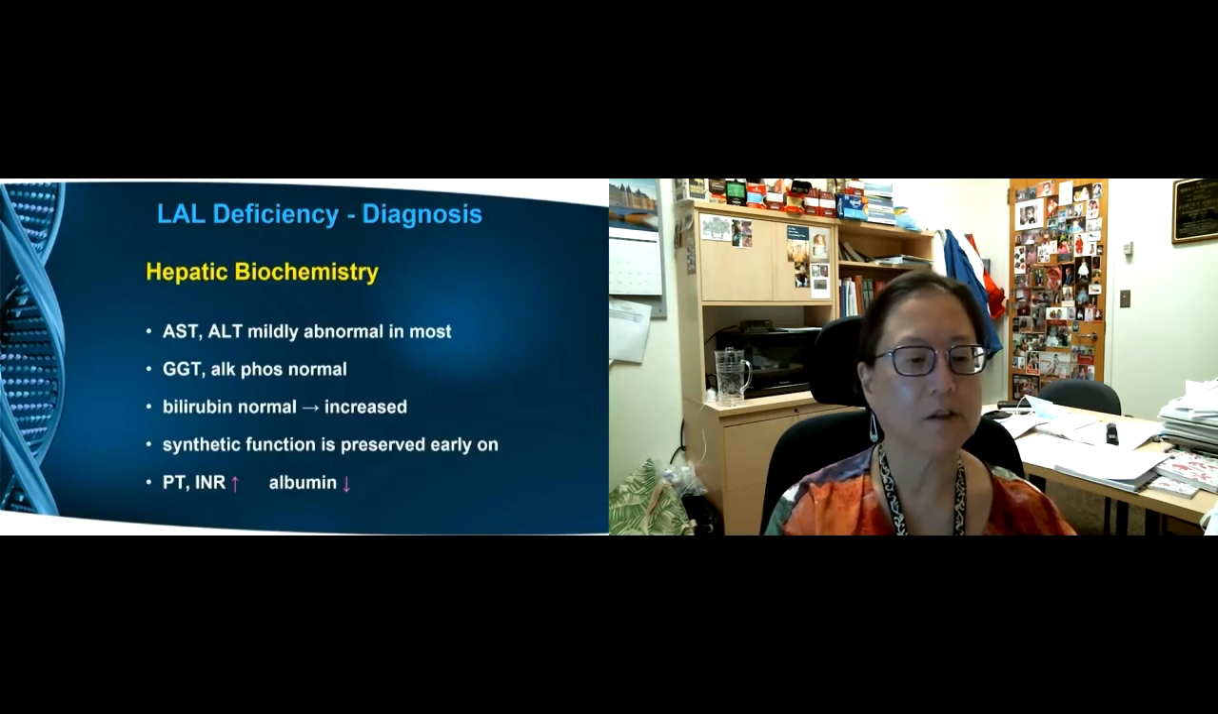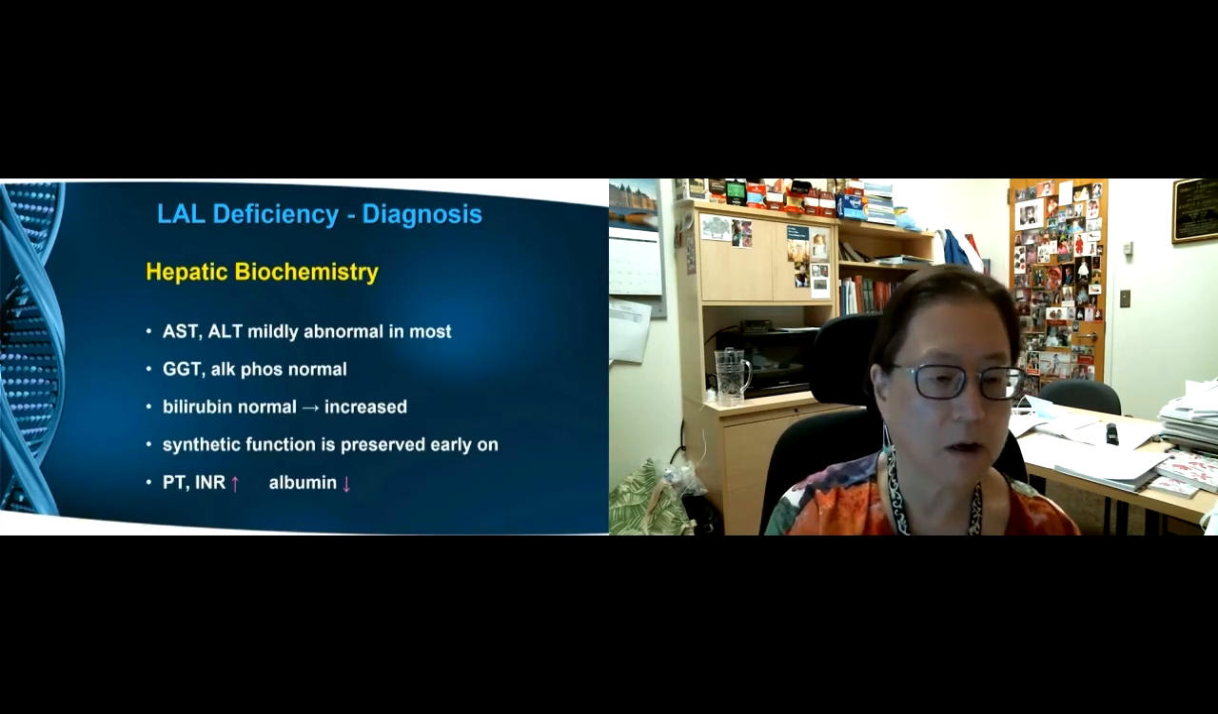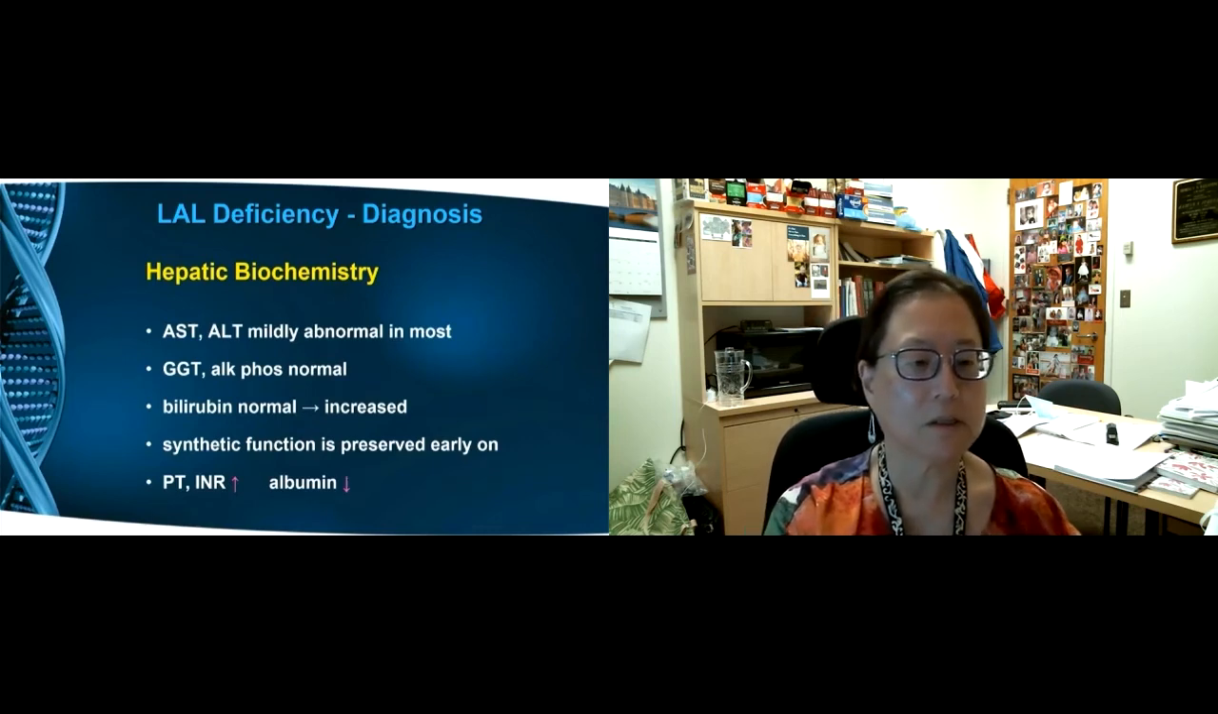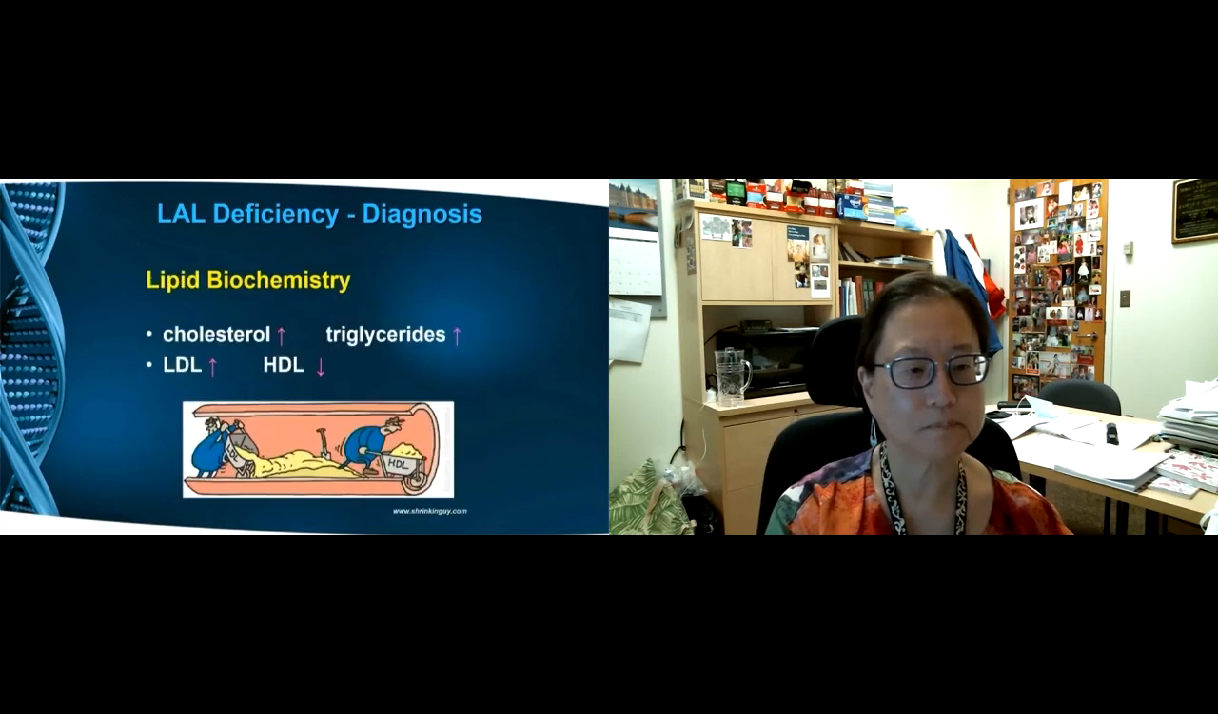And synthetic function, that means how well the liver is working, is usually preserved early on. And so the PT-INR and the albumin and bilirubins, which represent how well the liver is working, are usually normal, but they will become progressively abnormal as the liver disease progresses. Next slide. And the lipid biochemistry usually demonstrates an elevated cholesterol, elevated triglycerides, an elevated LDL, and a low HDL. Next slide.